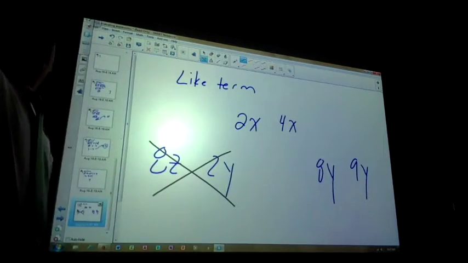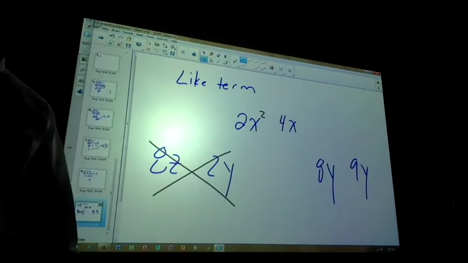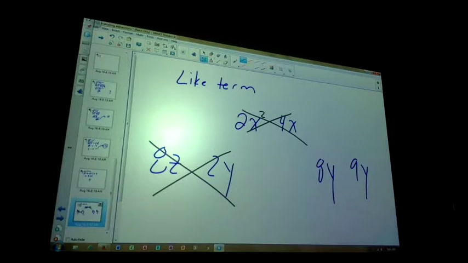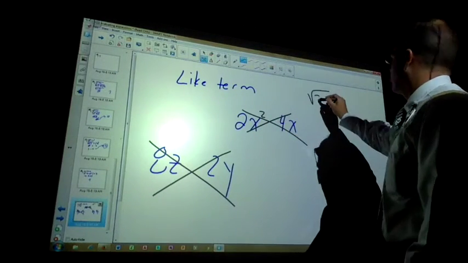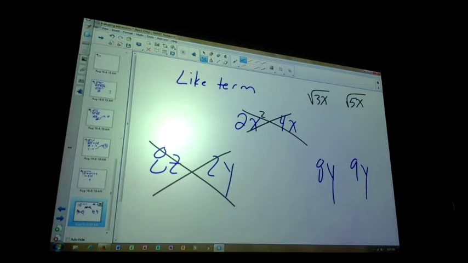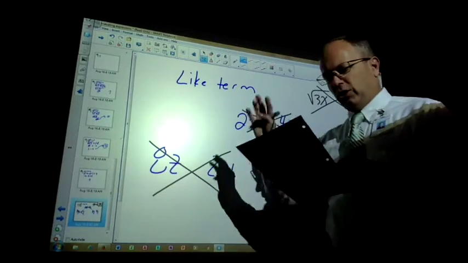Okay, hang on. Are these now like terms? No. Why not? Because one of them's squared and one of them's not, so those wouldn't be like terms. So, like terms have to be the same letter. If it's the same letter, it has to have the same exponent with it. What about this? No. If we eliminate the x's, is the square root of 3 the same thing as the square root of 5? Can I add square root of 3 and square root of 5 together to get square root of 8? No. So these are not like terms either. Okay? So that's further down.